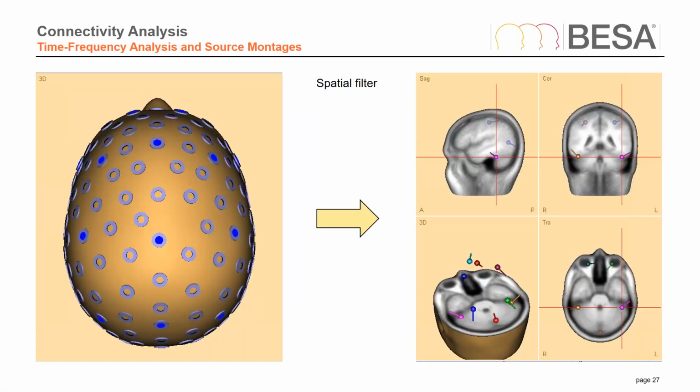So if we know about the underlying generators from source analysis or from the literature, we can model each brain generator by one source. And then we can apply a spatial filter to transform the signal from our many sensors on the scalp to much fewer sources in the brain, into a so-called source montage.